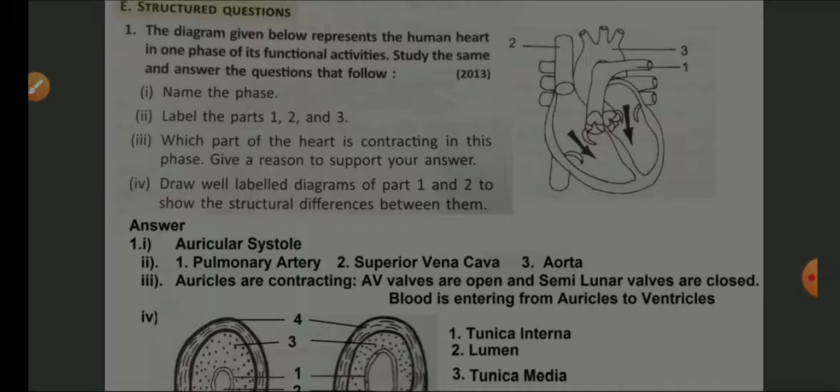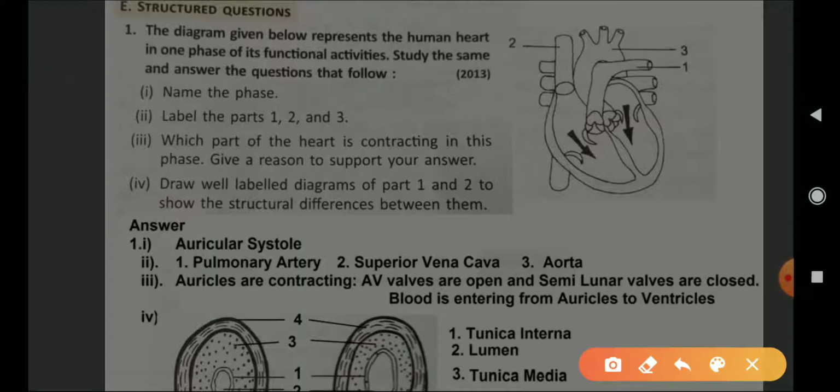If you see it clearly, in the upper part of the heart there are four chambers: chamber 1, chamber 2, chamber 3 and chamber 4. In that, chambers 1 and 3 are contracting. How do you come to know? Because the valves are open. You can see that black arrow, both of them are open and the blood is flowing from the upper part to the lower part. That means auricles to ventricles. So that means it is an auricular systole.